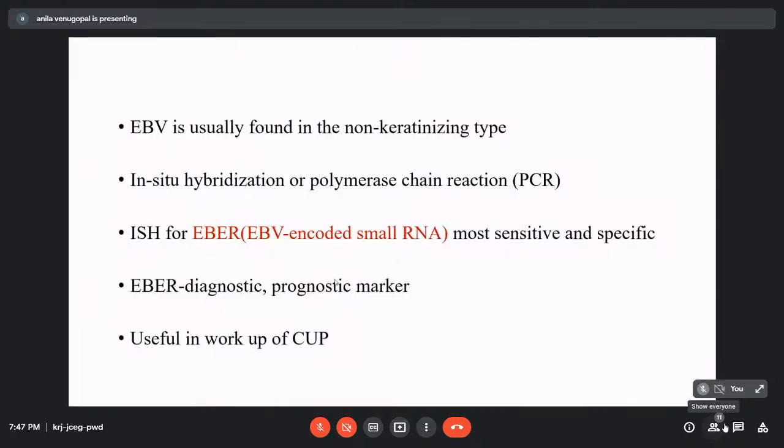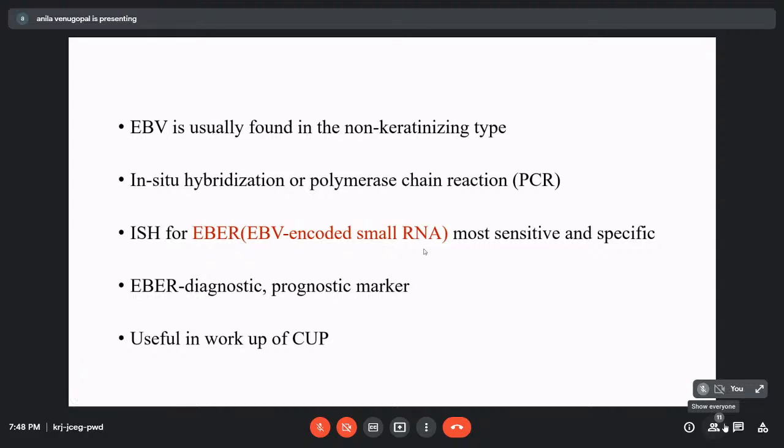Now about the EBV, we know that Epstein-Barr virus is associated with nasopharyngeal cancer, and it is usually found in the non-keratinizing classical type of nasopharyngeal carcinoma. Currently, we have many tests to demonstrate the EBV, and in situ hybridization or polymerase chain reaction can be used, but at present, the most sensitive and specific test for diagnosing EBV is the in situ hybridization for EBER, which detects the EBV encoded small RNA. That is the most sensitive and specific test available.